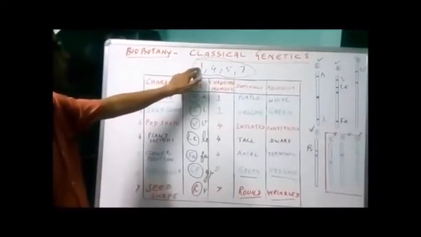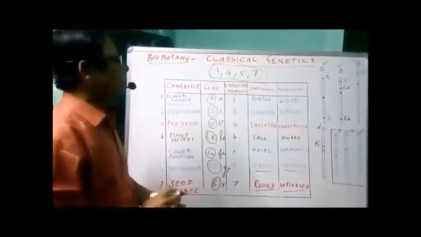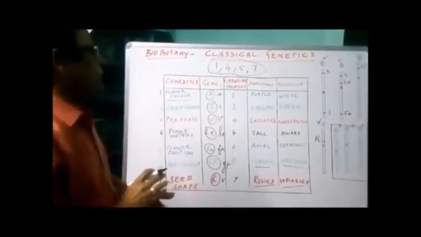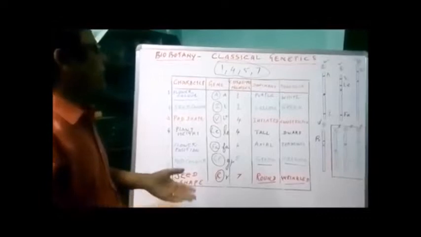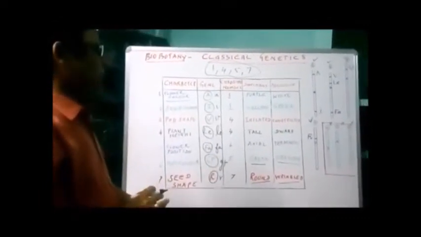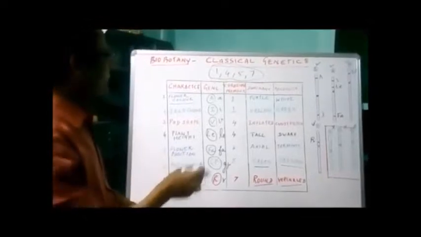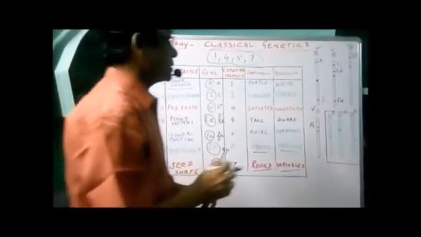In chromosome 1, there are 2 genes for 2 characters. In the 4th chromosome, there are 3 genes for 3 characters. In the 5th chromosome, only 1 gene for a particular character. In the 7th chromosome, only 1 gene for a particular character. I represent all these things in the tabular column. So the chromosomes without any genes for these contrasting characters are number 2, number 3 and number 6.